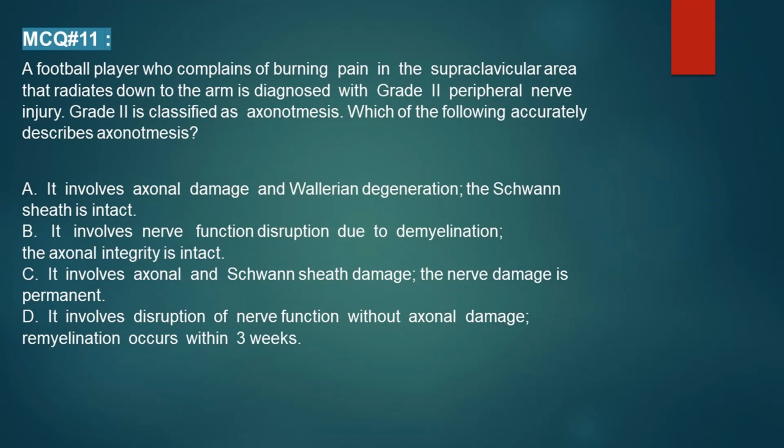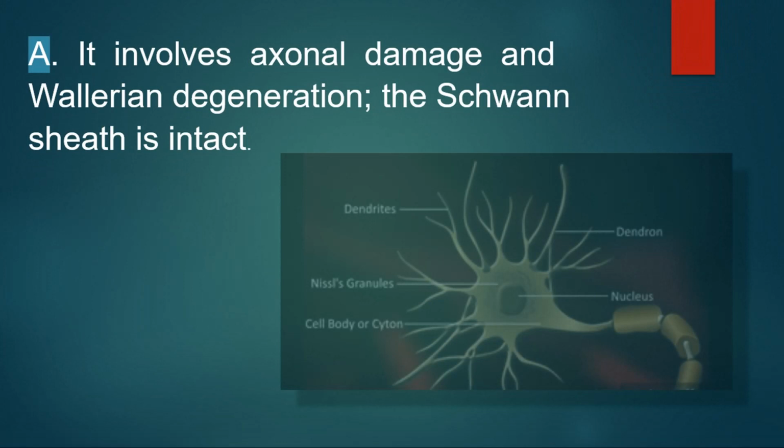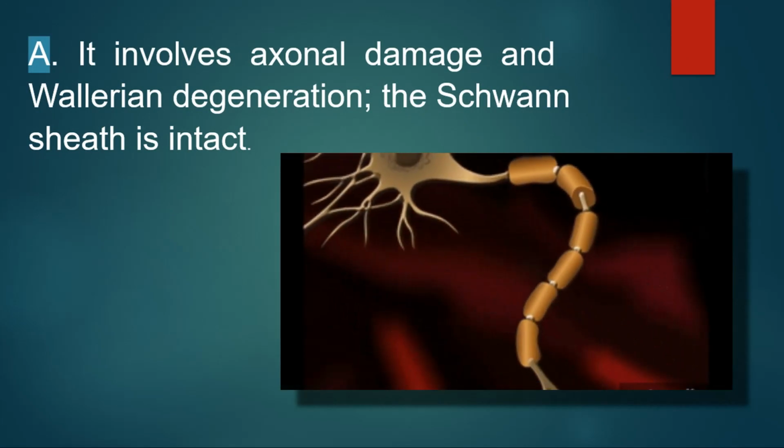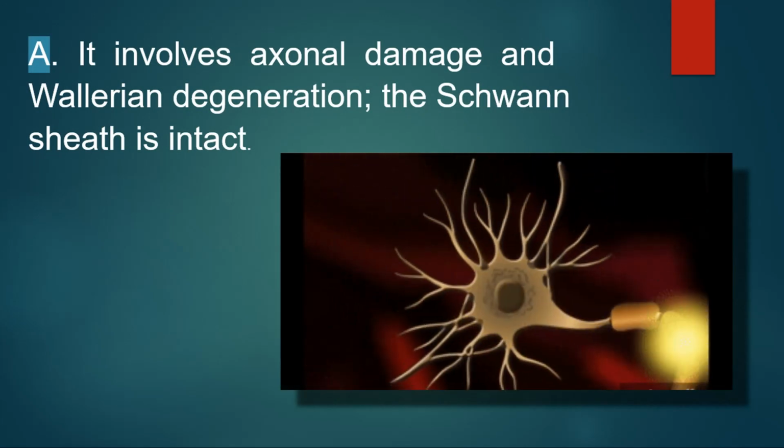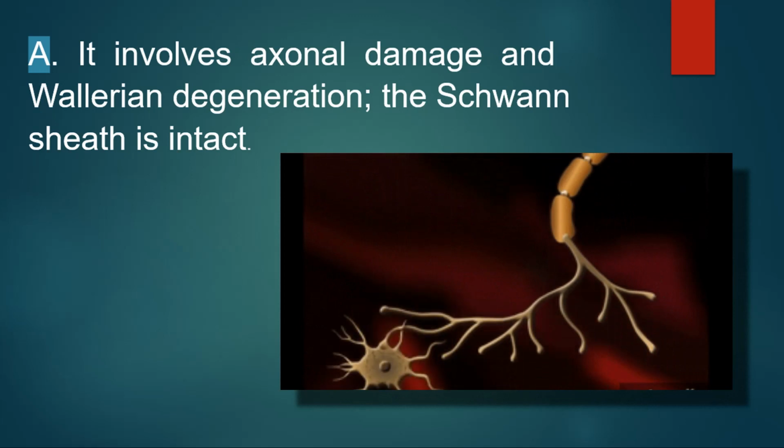Option B. It involves nerve function disruption due to demyelination and the axonal integrity is still intact. Option C, it involves disruption of the nerve function without axonal damage and the remyelination occurs within 3 weeks. So the correct answer is option A. It involves axonal damage and Wallerian degeneration. The Schwann cell is still intact.